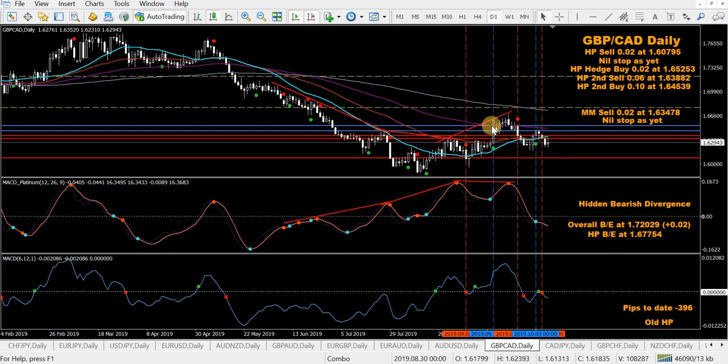So I took a sell, a hedge buy, a second sell, and a second buy, sort of reverse. We were looking to go on the buy side, and price rolled over, and I've taken a Mod MACD sell. So it's looking a bit ugly. Really need this thing to head up. Hard with Brexit, though. Hard with Brexit.